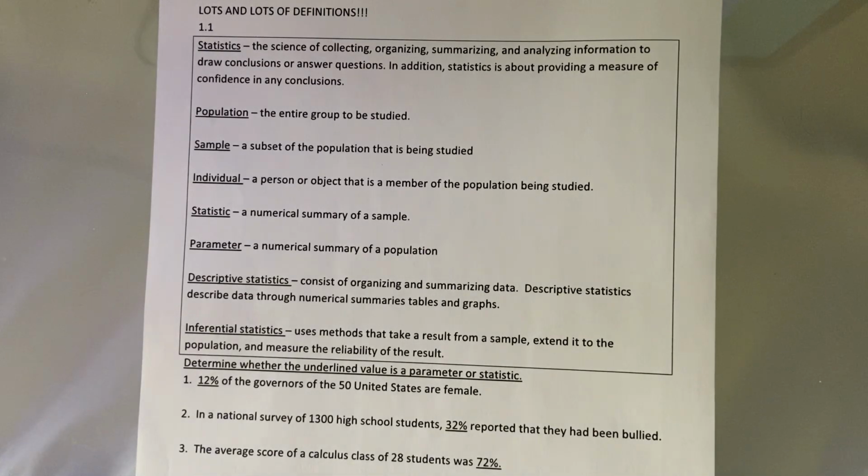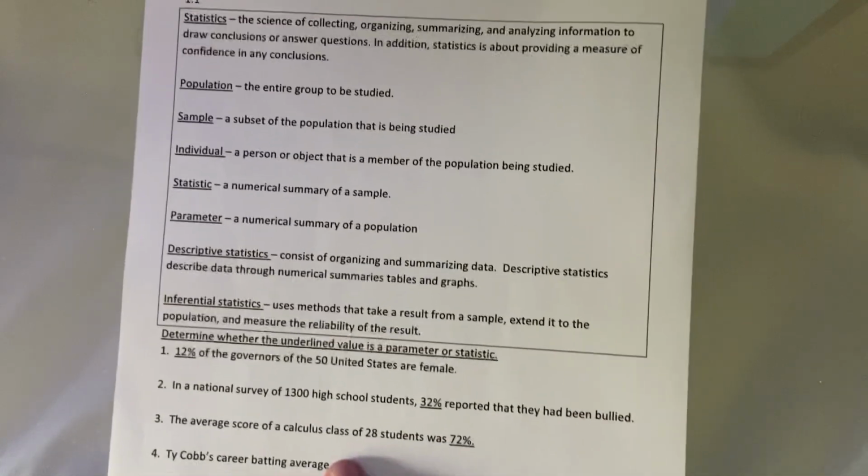Now, descriptive statistics is organizing and summarizing data. It can be described through tables and graphs. Inferential is using methods to take a result from a sample and extend it to a population and measure the reliability of the result. We're not going to worry too much about inferential yet, but there's some questions about it, so we should address it now.